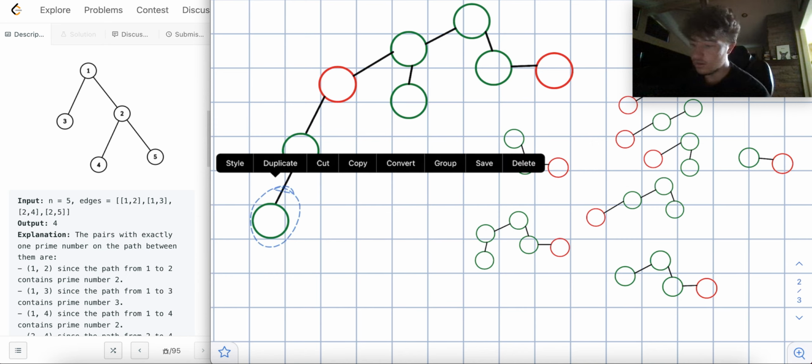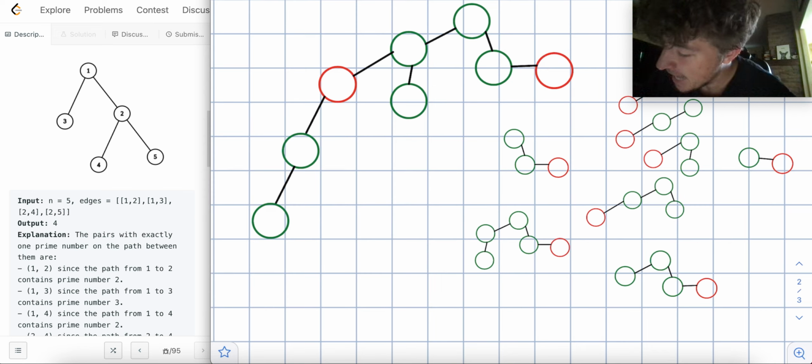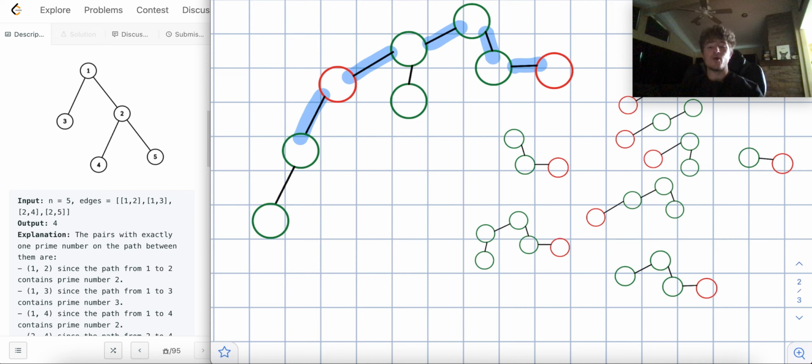Well, in all these paths, nothing changes for this node here. Nothing changes for it. And why is that? Well, he can still create these paths going in, like he did before, but he can't create that path because that path would have two prime numbers.